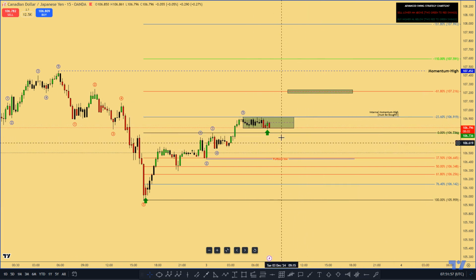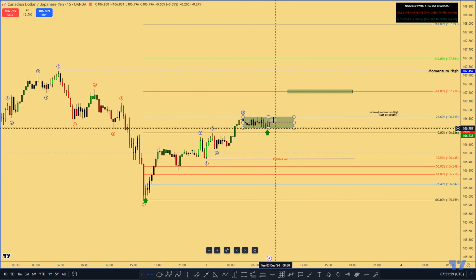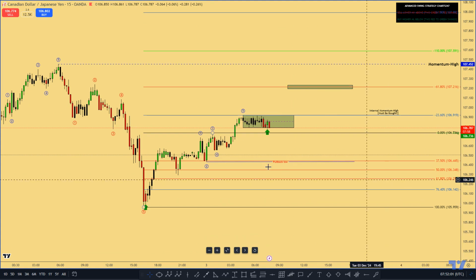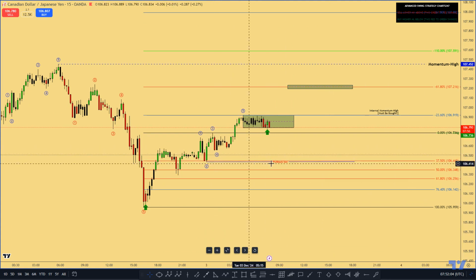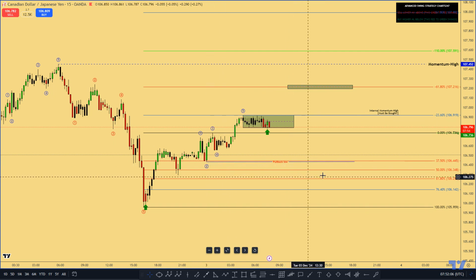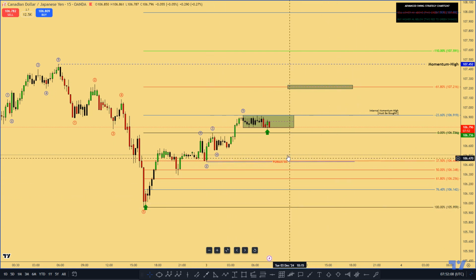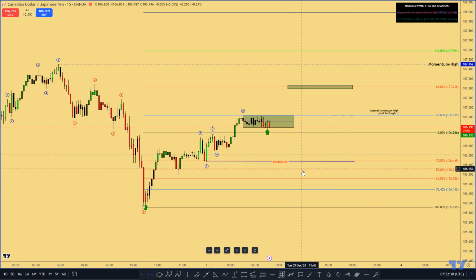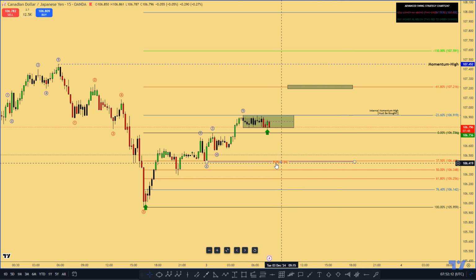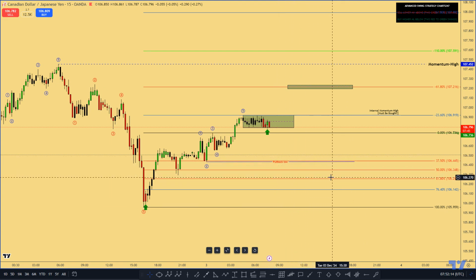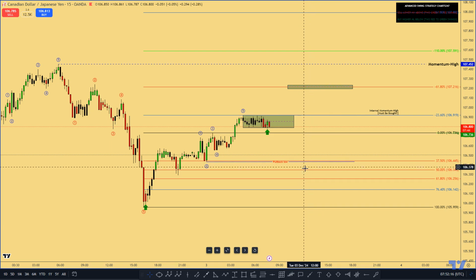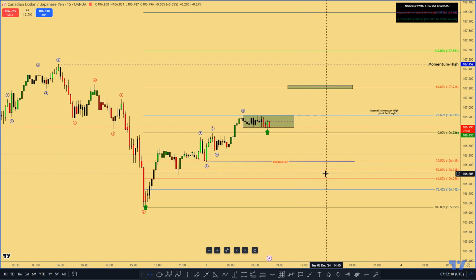Selling for me, I'm not interested in selling this right here. Maybe if we break this structure, which is structure 2, then that opens up the low. But even if the price comes here, this is still a pullback low. We need to break it twice before I can say yes, it is a valid sell for me.